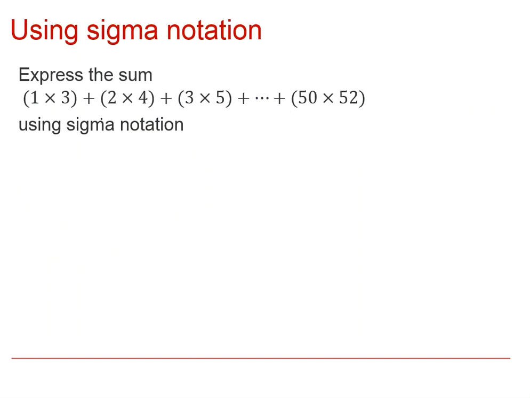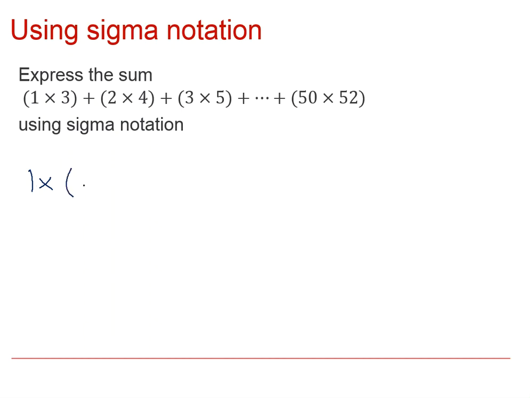Okay, so we can use sigma notation to express a sum. If we have a look at this, we can see that we've got the numbers going up 1, 2, 3, all the way up to 50. And what helps is if we can find out what we're doing on a general term. So let's try writing this in terms of 1.